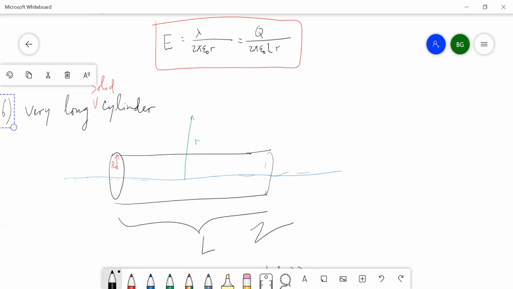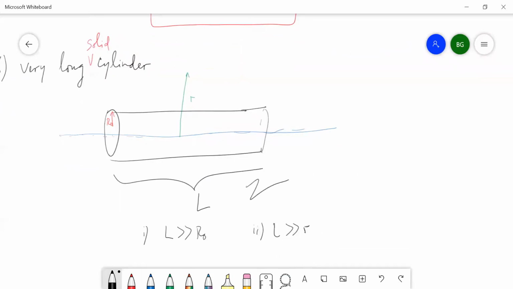Sorry for some problem with the computer. Any question about this one before I continue?